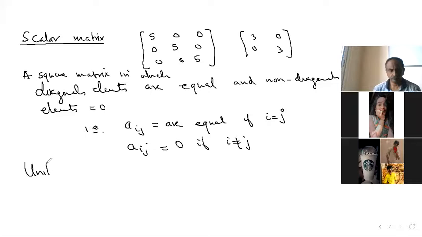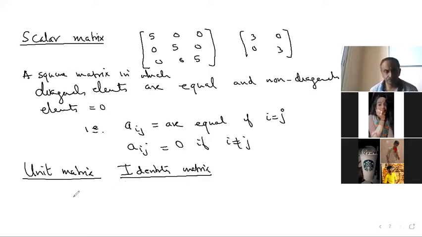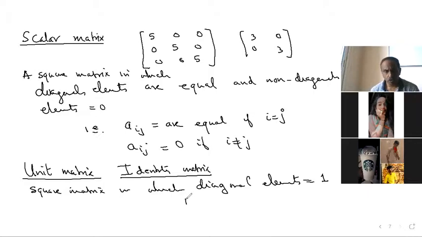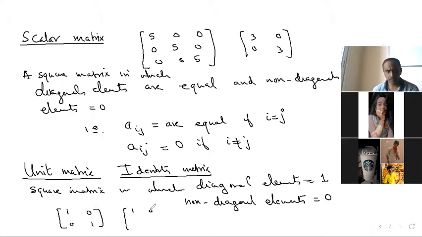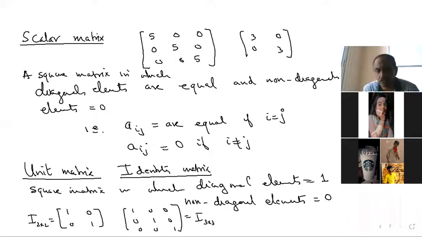Then comes the unit matrix. Another name for it is identity matrix. So it is a scalar matrix where all diagonals are one. It's a square matrix in which diagonal elements are one and non-diagonal elements are zero. Example, 1 0, 0 1, and 1 0 0, 0 1 0, 0 0 1. And we denote this by letter I. This is I 2 by 2, this is I 3 by 3. So wherever you see I, it denotes the identity or unit matrix. Wherever you see zero, it denotes the zero matrix.